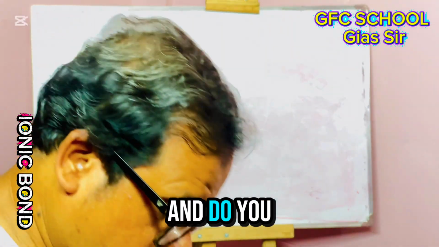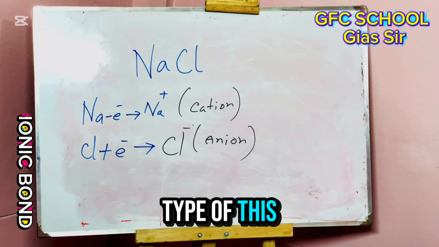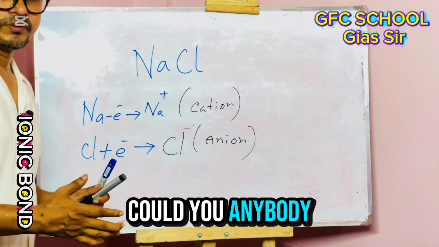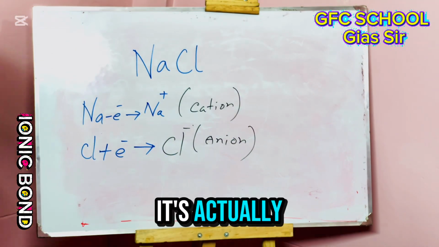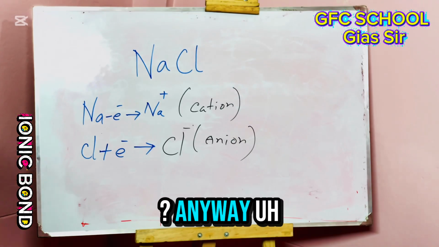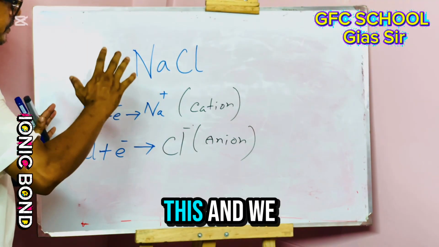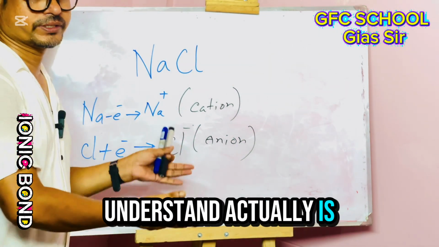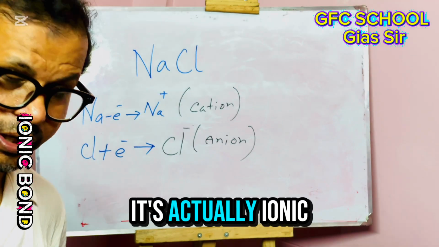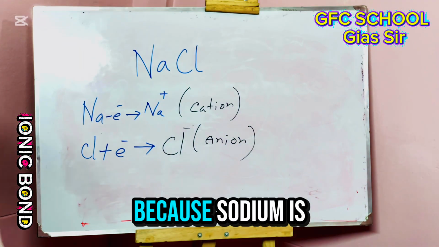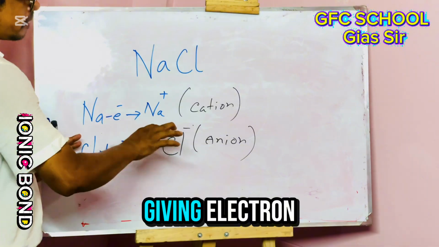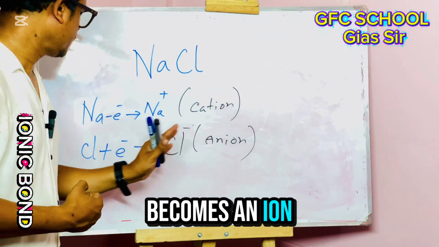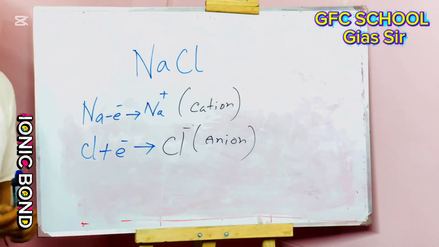And do you know what the type of this compound bond is? Could anybody tell me? Anyway, we want to solve this step by step. Then we can understand it is an ionic bond, because sodium is giving an electron, and chlorine is taking the electron and becomes anion, and sodium becomes cation.